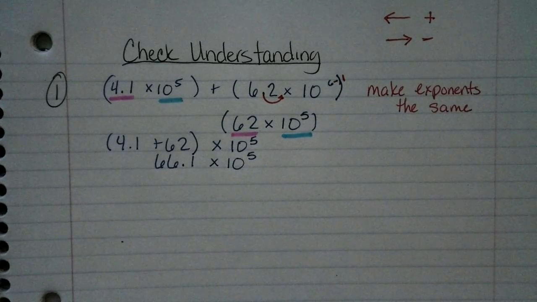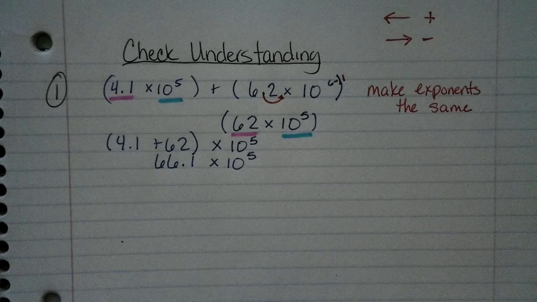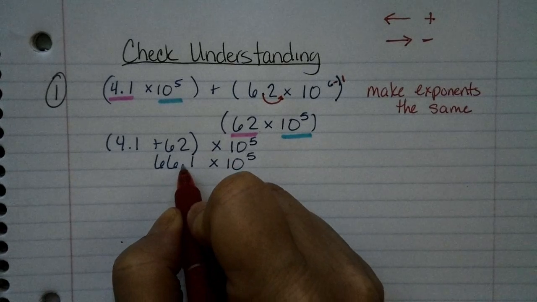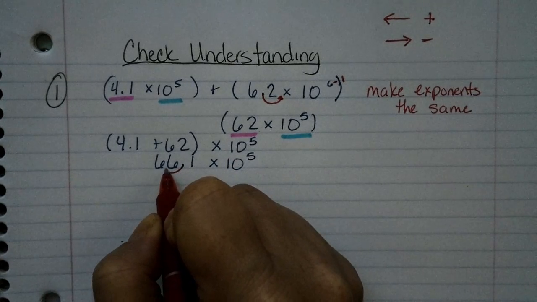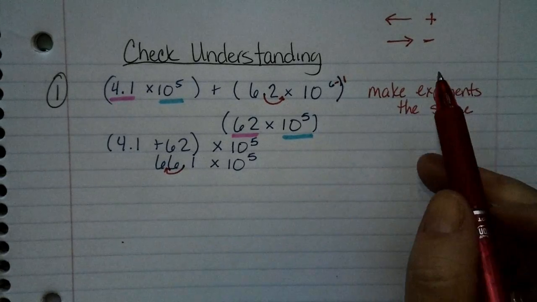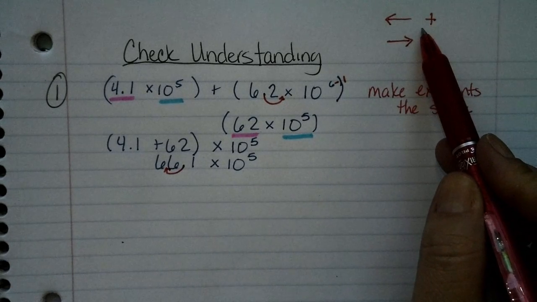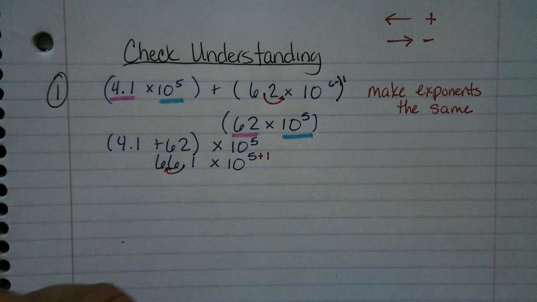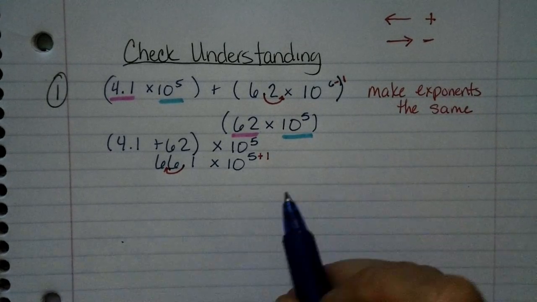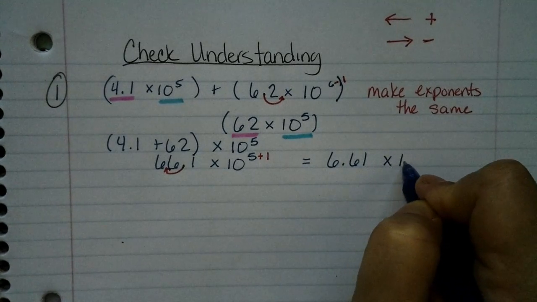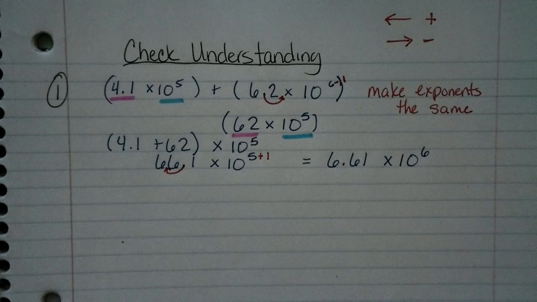But we know this isn't in proper scientific notation. It looks like it, but it isn't all the way. So we need to move our decimal to here. We moved our decimal one place to the left. If I look back at my notes, that means I'm going to add, so I need to add 1. And so then my final answer would be 6.61 times 10 to the 6th power.